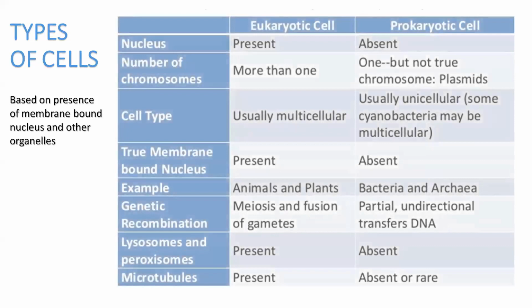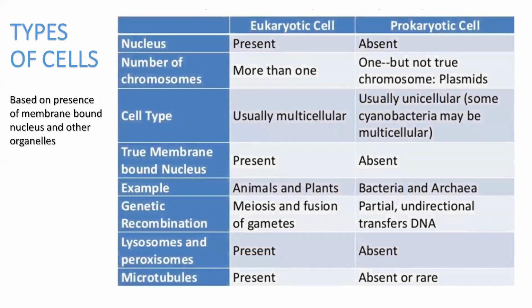So coming to the types of cells, based on the presence of a membrane-bound nucleus and other organelles, the cells are classified into two types, prokaryotes and eukaryotes. We have discussed this in detail, and you people have made a table also. So I will be skipping this entire part.